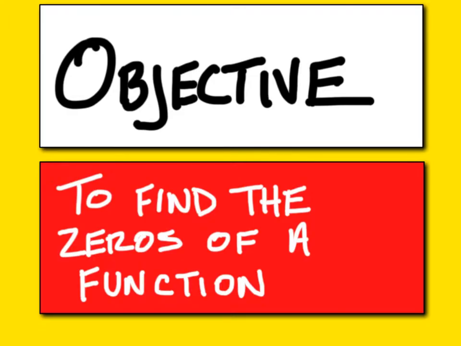Again, you're going to find the zeros of a function. Only this time it will be a two-part function, not just one expression, to find the zeros of a function.